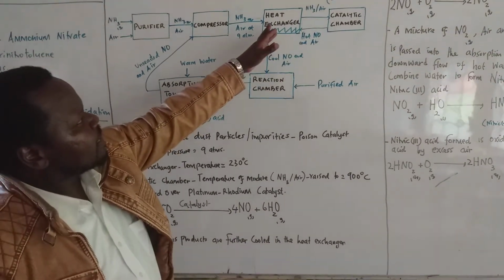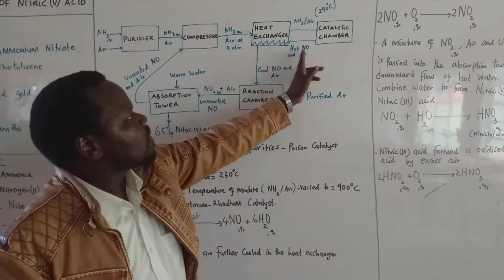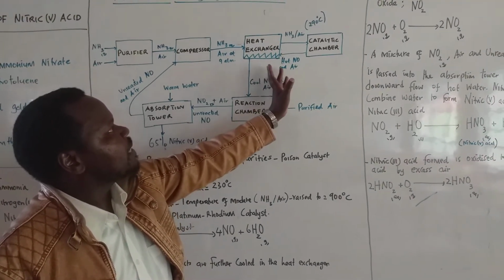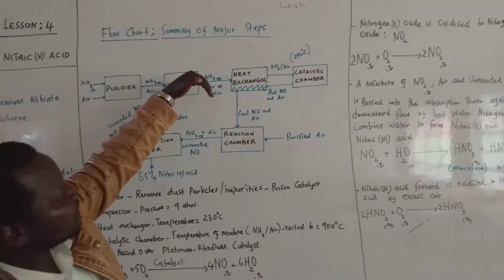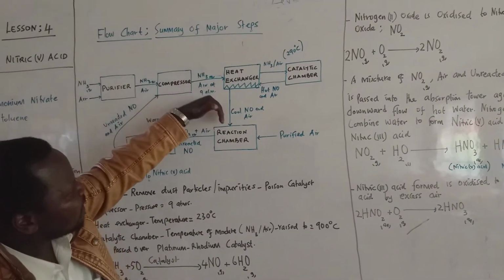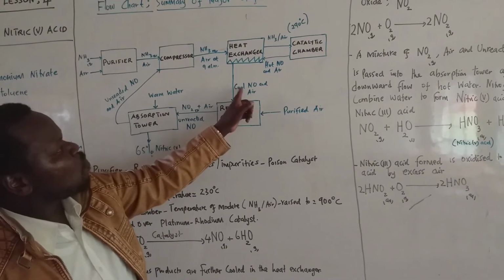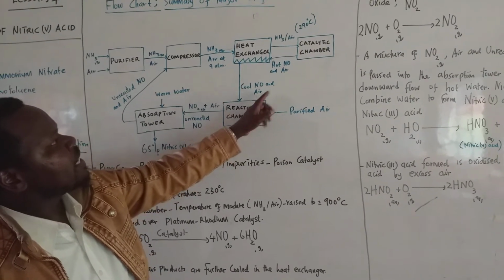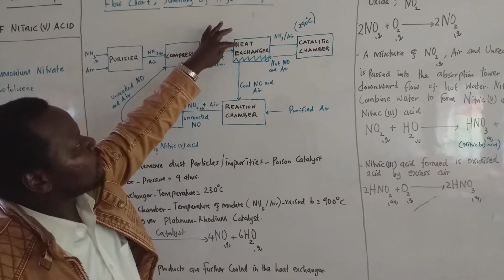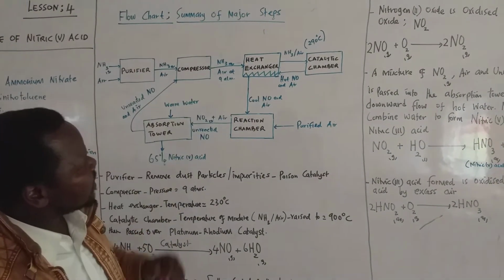Now, after the catalytic chamber, you have the nitrogen 2 oxide, air, and also partly unreacted ammonia going back into the heat exchanger, and then from the heat exchanger down to the reaction chamber. So you have the cool nitrogen 2 oxide and air. The unreacted ammonia will also be recycled back, then into the reaction chamber.